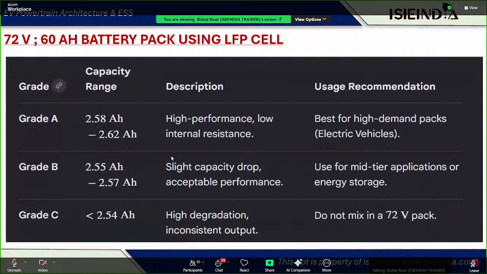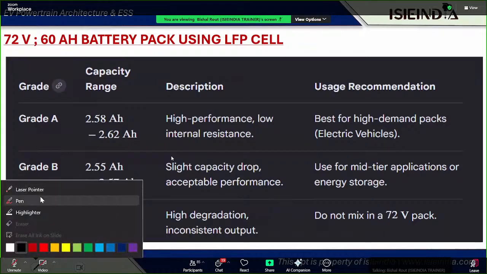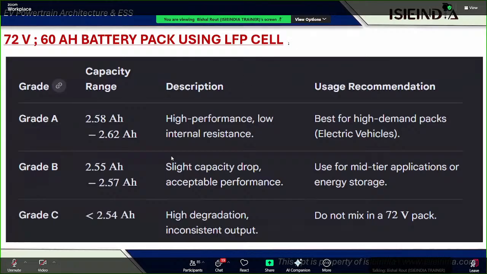If you are utilizing the same pack, 72 volt 60 ampere hour, but this time you are utilizing the NMC. Sorry guys, there is a typo here. It is not an LFP cell, it is an NMC cell, nickel manganese cobalt cell. And if I tell you the cell rating, it is going to give you 3.6 volt and 2.6 ampere hour. This is nothing but the rated voltage and capacity which is given by the manufacturer.